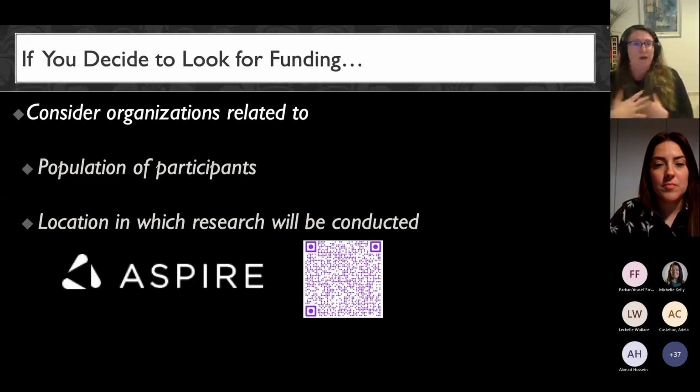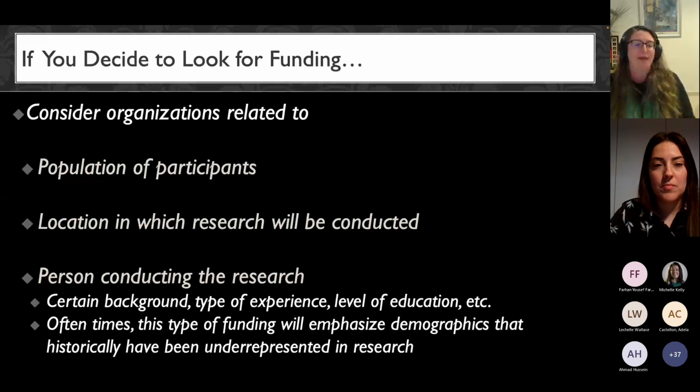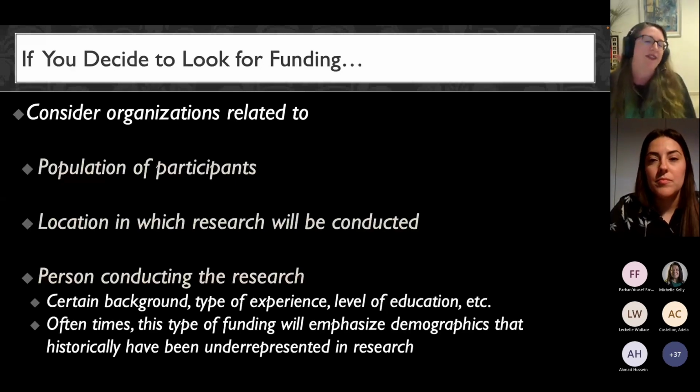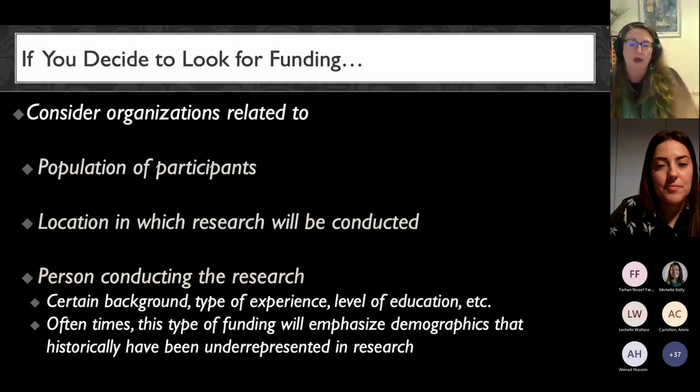And then finally, look at your own experience and traits. There are also funding and grants for certain backgrounds, certain types of experience, and levels of education. Oftentimes this funding will emphasize demographics that have been historically underrepresented in research. So also think about yourself when you're looking for funding.